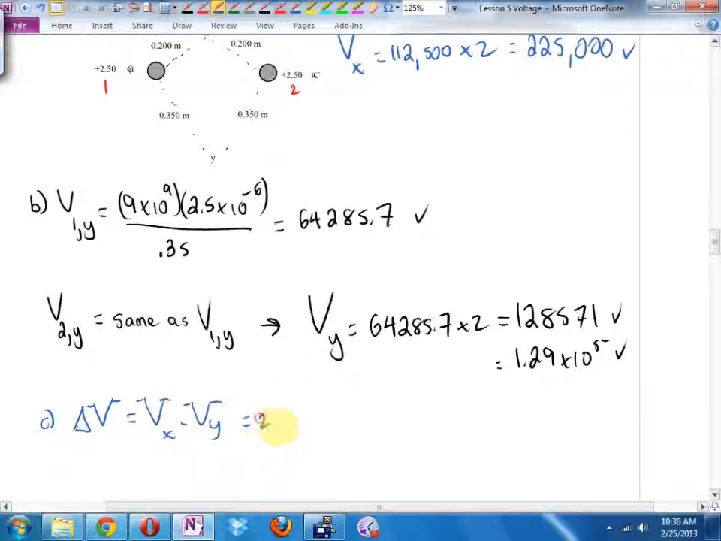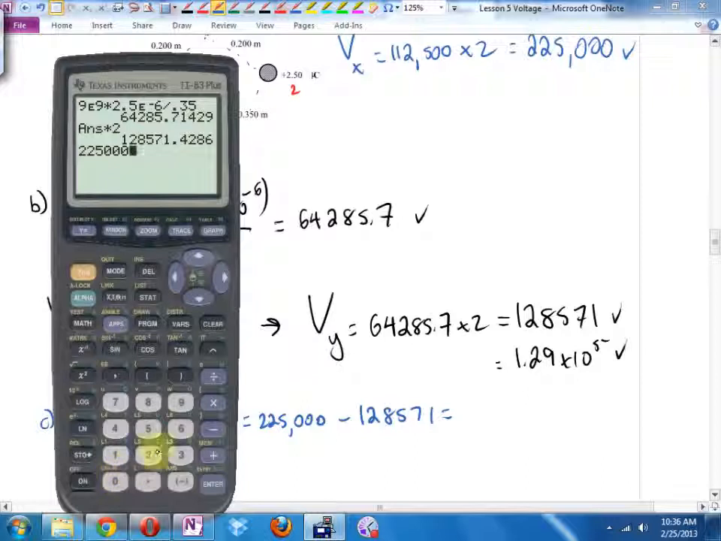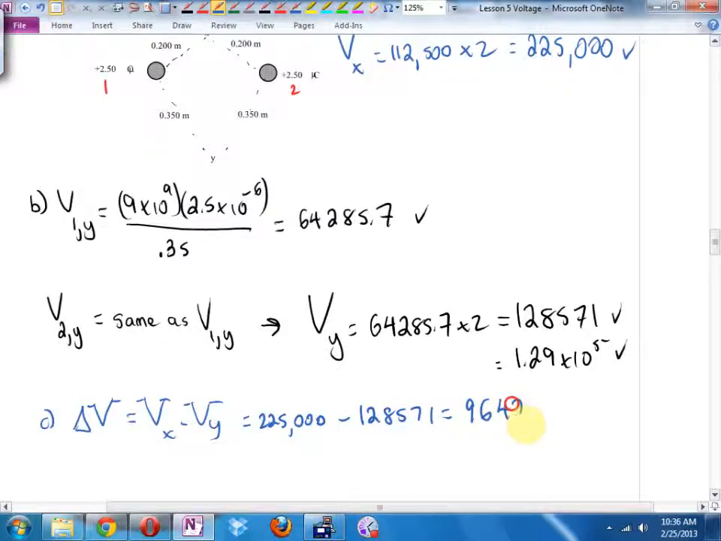It's going to be 225,000 minus 128,571. Although what I'm going to do is 225,000 minus, I was clever enough to keep that answer on my calculator. So I get 96,428.57143, or 96,428.6. Or if I went to 3 sig figs, 9.64 times 10 to the 4th volts.